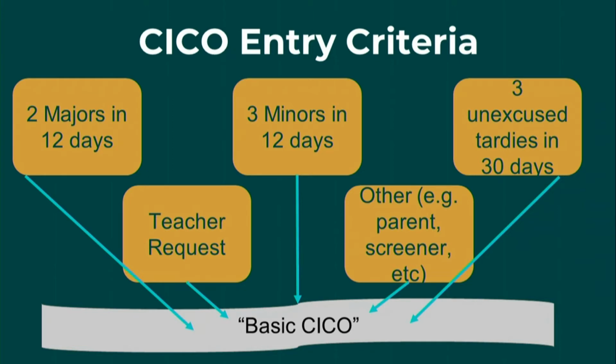So what I realized is that we had the 2 majors and 3 minors in 12 days. And just a side note, the reason we said 12 days is our specials run on a 6-day schedule. So it's basically like 2 school weeks. And then our team meets once every 6 days. So those were the thresholds I set up.